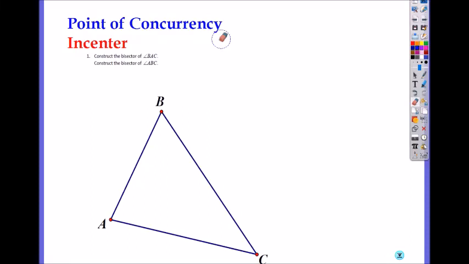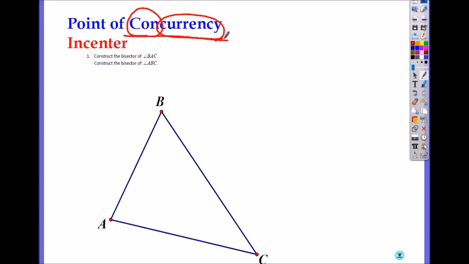What word do you see in the word concurrent? Con means what? With, together. Current means what? Like happening, right? So they're going to intersect at one point. That's what we are talking about, concurrent. And there are 4 types.